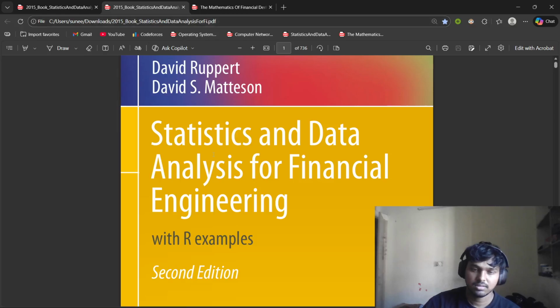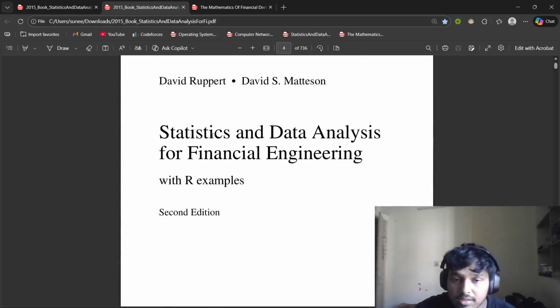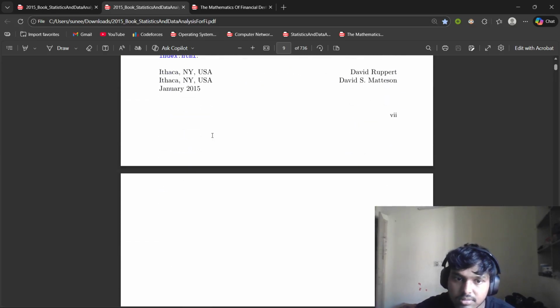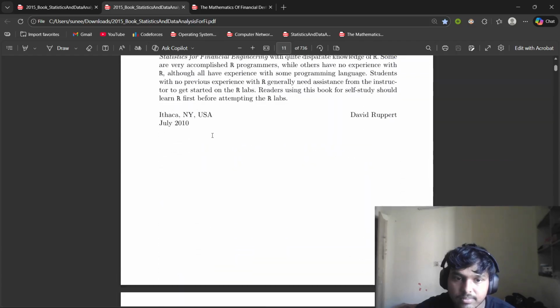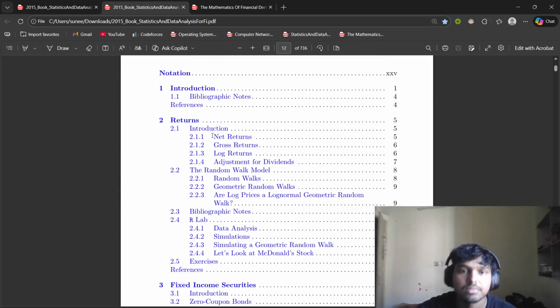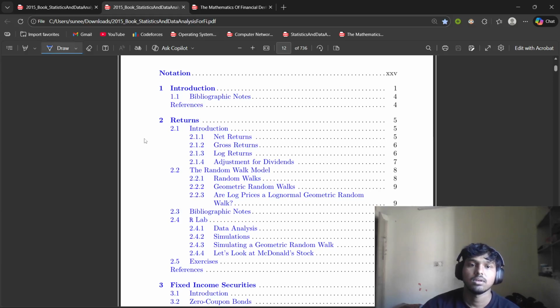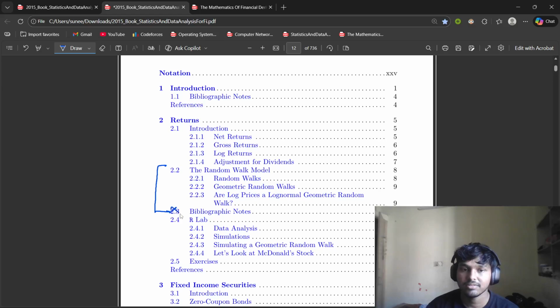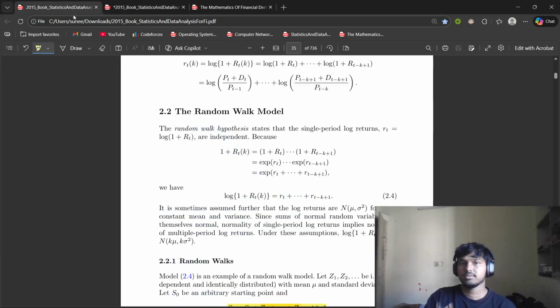So I'll just explain the part I have read, which is from this one. So this part right here, section 2 point. So yeah, let's just get into it.